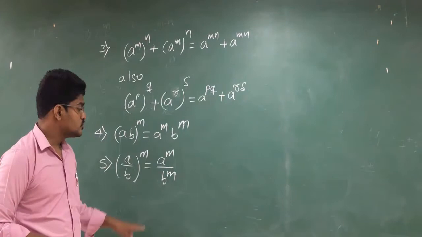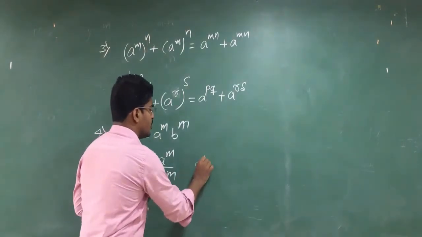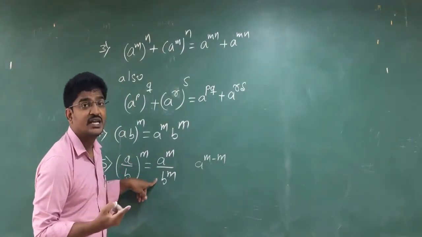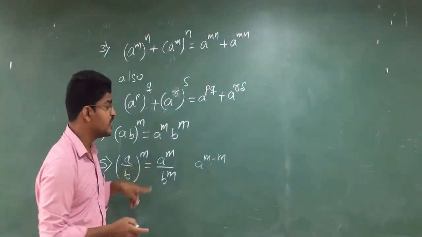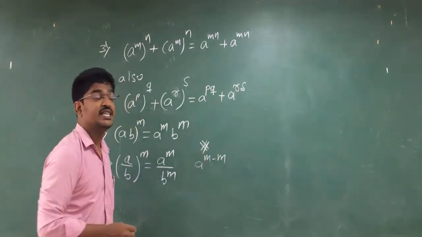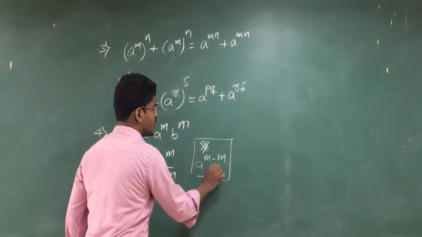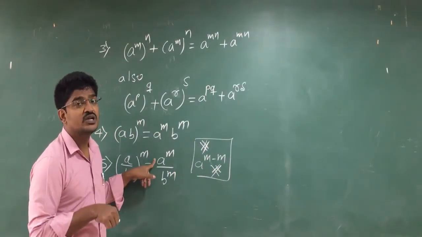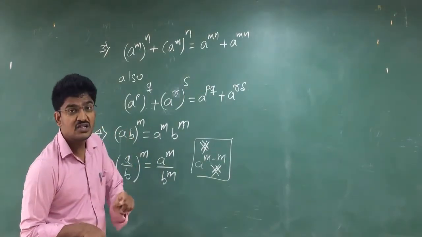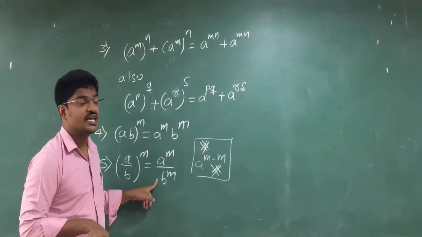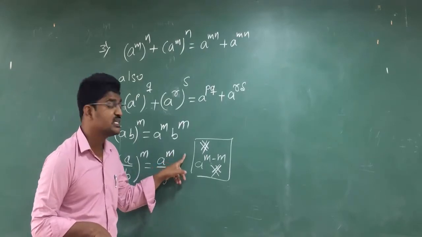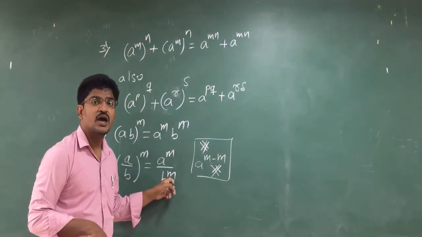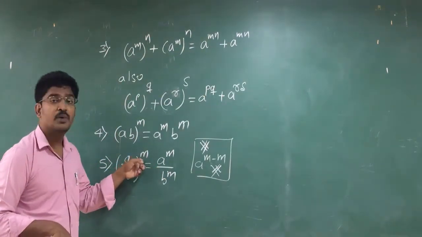Clear, students? So some students will get confused with a to the power of m minus m. Here see, the bases are different. a is not equal to b. So I can't write like this. Please understand that. Why can't I write it? Because b and a are the bases of the exponential forms, and these two terms are not the same. If they are not the same, I can't write a to the power of m minus m. Clear? So a^m divided by b^m is (a/b)^m.